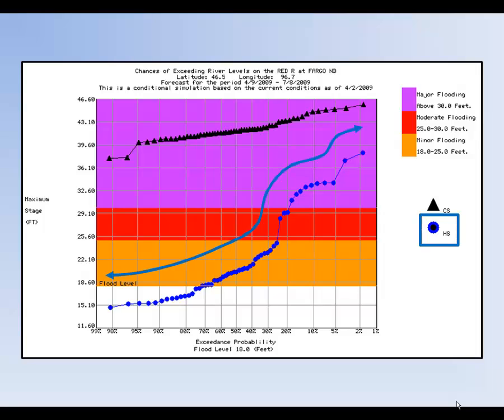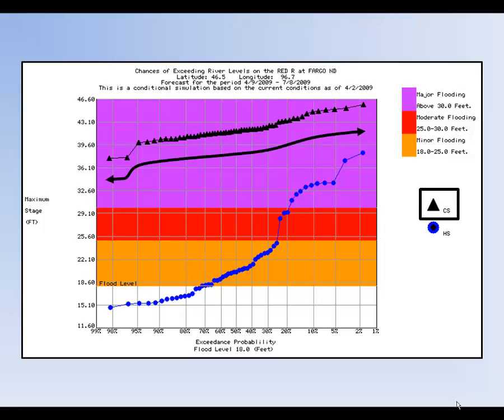The blue line is called the Historical Simulation, HS, using past observed temperature and precipitation data to simulate peak river stages and flows from 1948 to 2009. The blue line represents the historical chance a river will reach or exceed a certain stage. In this example, historically, there is a 20% chance the river stage will reach or exceed 29.10 feet sometime between April 9th and July 8th, 2009. The full range of probabilities allows the user to determine their individual level of risk.